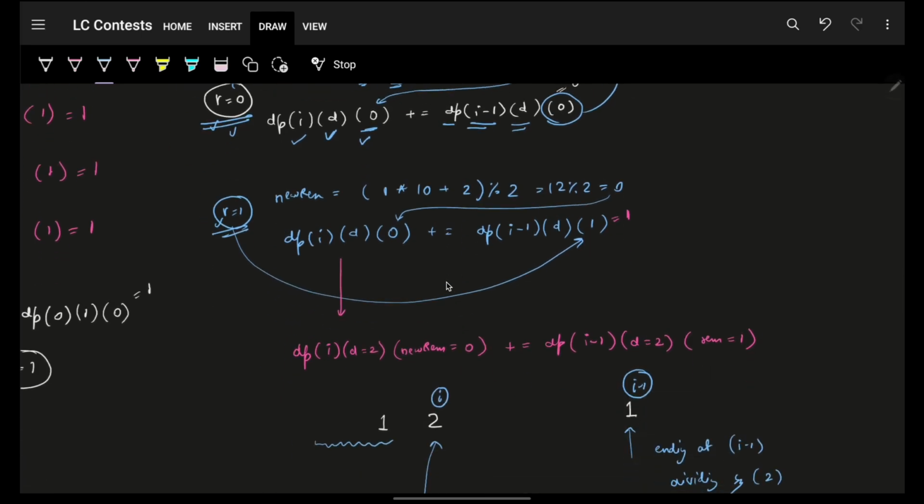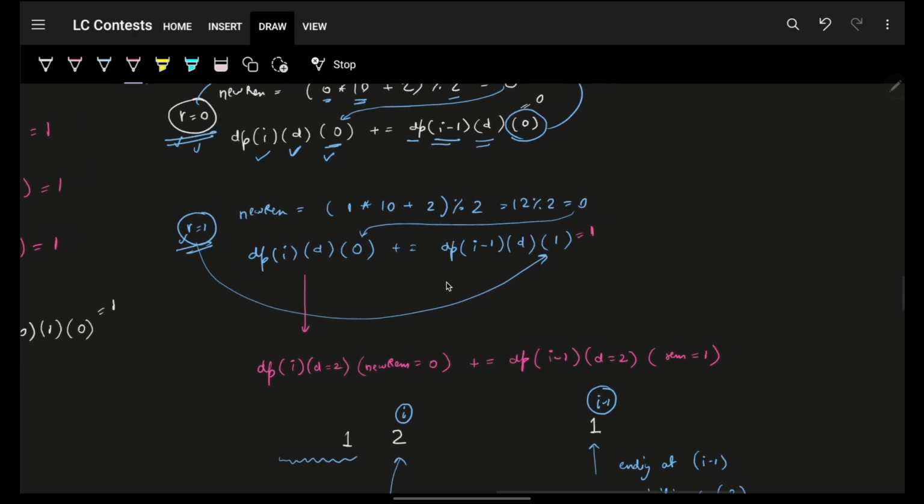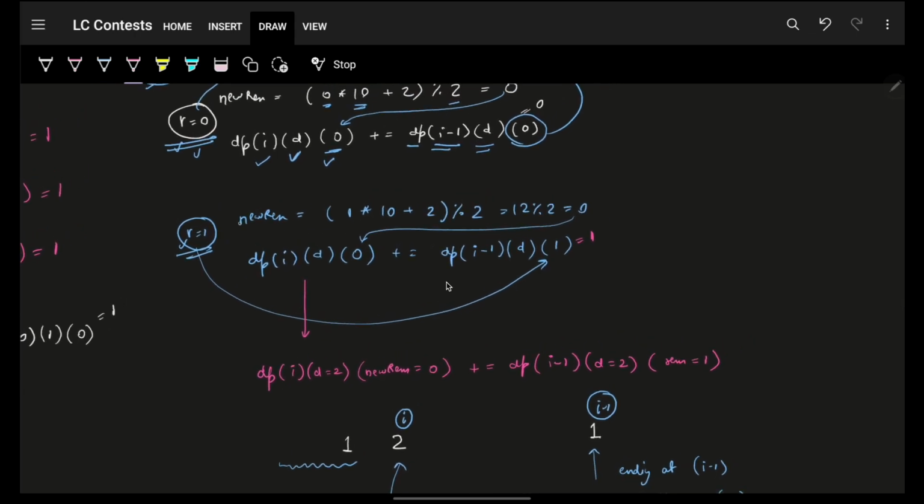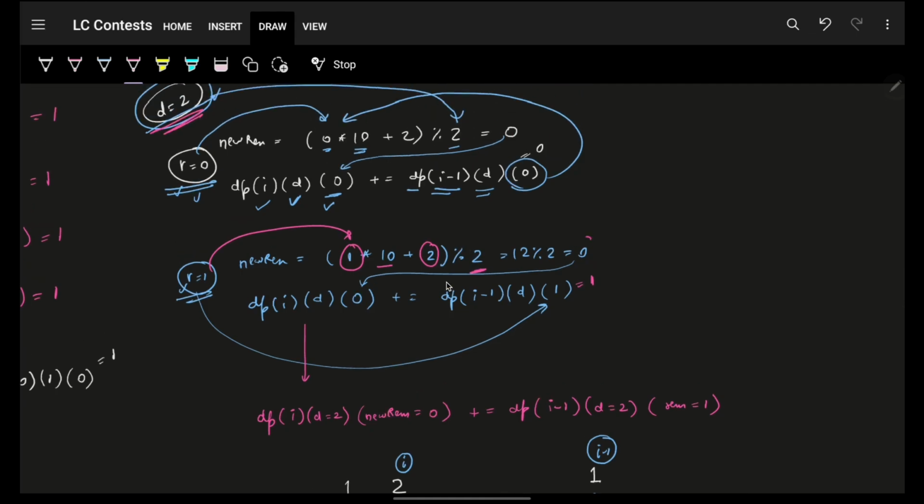Okay, let's try for r equal to 1. Now, new remainder, it simply says to find the new remainder: existing remainder multiplied by 10 plus the current digit, mod by 2, which is the divisor itself for us, giving me a new remainder of 0. So it says that ending at index I with the current divisor and the new remainder, I can leverage the previous index, same divisor but with the old remainder.